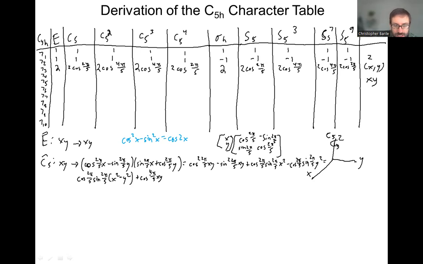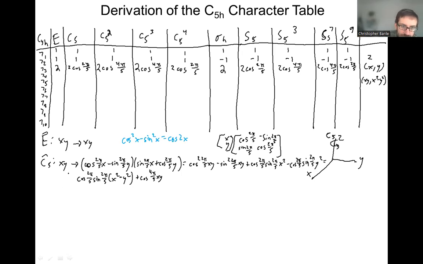And so what we can see here is that xy actually transforms as a linear combination of xy and x squared minus y squared. Another way of saying that is you can't describe how xy transforms in this space without also taking into account how x squared minus y squared transforms. In other words, xy and x squared minus y squared transform together. Remember, these are both d orbital functions, right? x squared minus y squared is the d orbital function that's rotated 45 degrees.